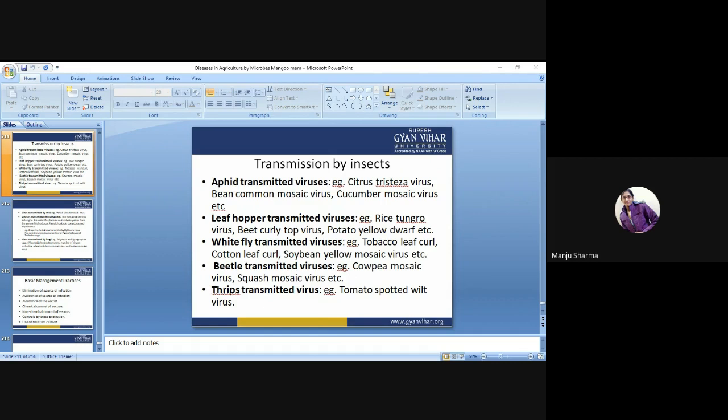Aphid. Now, aphid transmitted viruses, for example, citrus tristeza virus, then bean common mosaic virus, cucumber mosaic virus, etc. Leafhopper transmitted viruses, for example, rice tungro virus, beet curly top virus, potato yellow dwarf, etc.